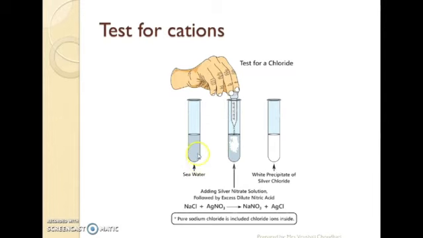This is the test for anion. Take sea water, for example. On adding AgNO3, we will observe a milk-colored solution. That is called the white precipitate of silver chloride. So chlorine is present.